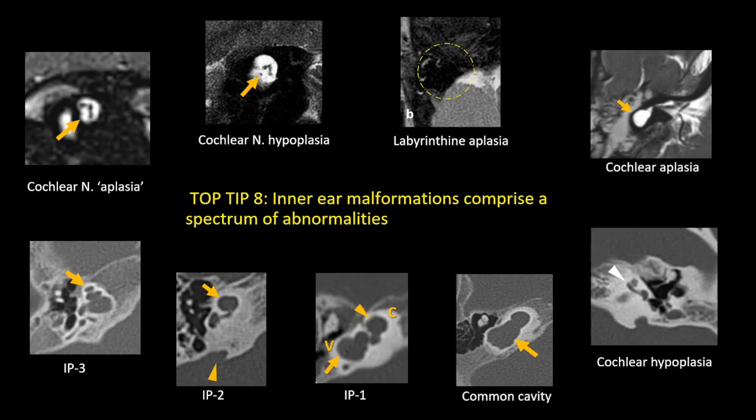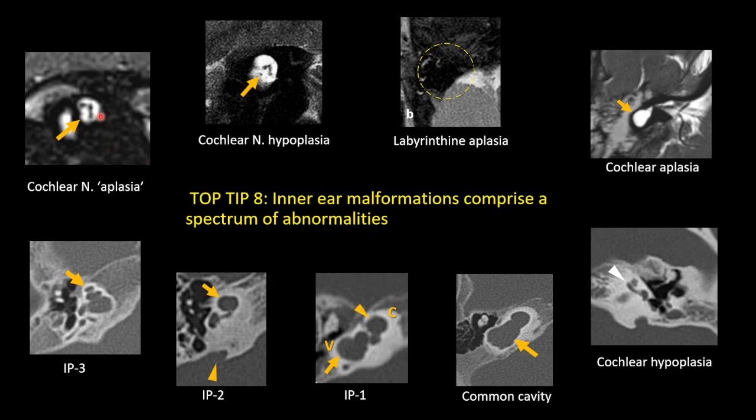Coming to top tip number 8. Inner ear malformations comprise a spectrum of abnormalities. For example, the cochlear nerve can be aplastic or hypoplastic. I've put aplasia in inverted commas here because even though we are unable to see it on MRI, it does not mean it is fully absent. That is, there may be a thin strand of tissue that is not resolved by some imaging.